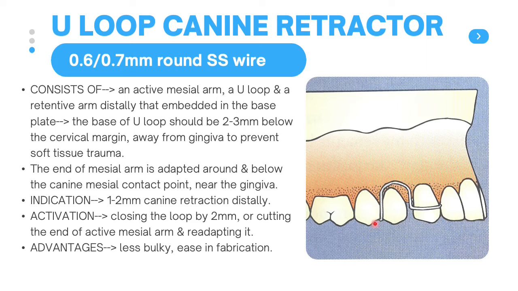The base of the U-loop should be 2 or 3 mm below the cervical margin and away from gingiva to prevent soft tissue trauma. The end of the mesial arm is adapted around and below the canine mesial contact point near the gingiva. Indication is 1 to 2 mm canine retraction distally. Activation is by closing the loop by 2 mm or cutting the end of the active mesial arm and readapting it. Okay, the advantages is less bulky and ease in fabrication.